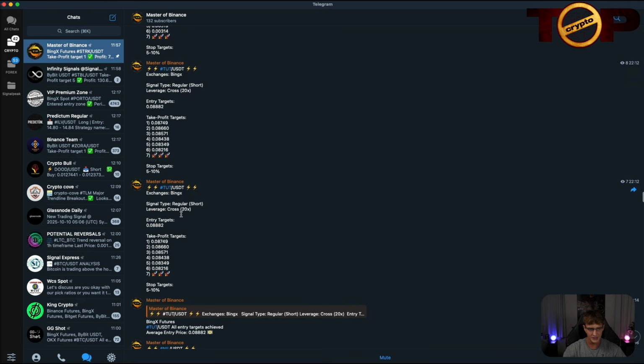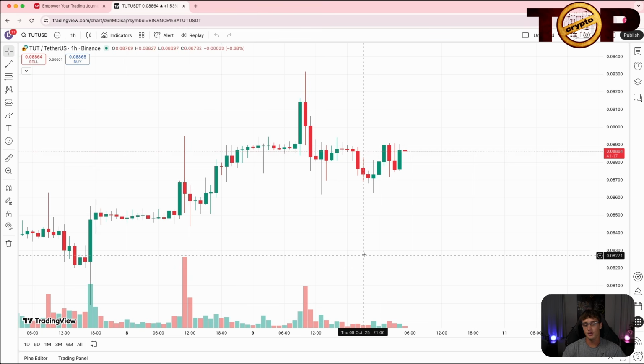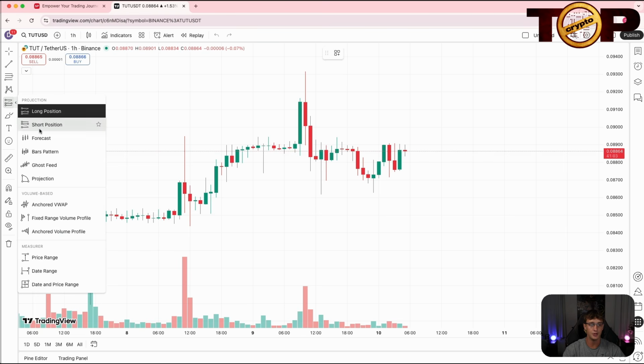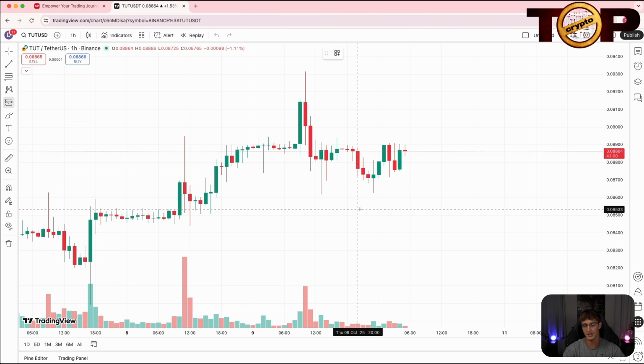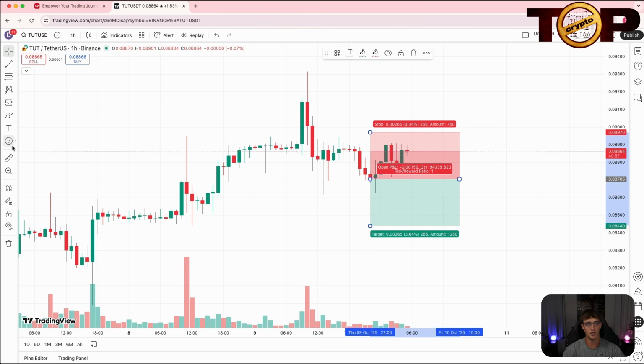As you can see, the entry targets were sent yesterday at 10 past 10. Just keep in mind that there is a time difference between the signal and my TradingView. So we'll go to yesterday, Thursday the 9th of October, at 10 o'clock, and put in our targets. We'll grab the short position tool, go to Thursday at 10 p.m., put it in here for now, and we'll move it.